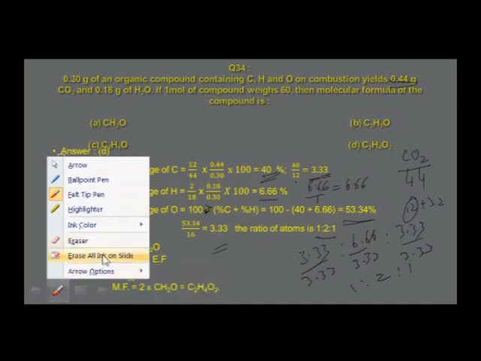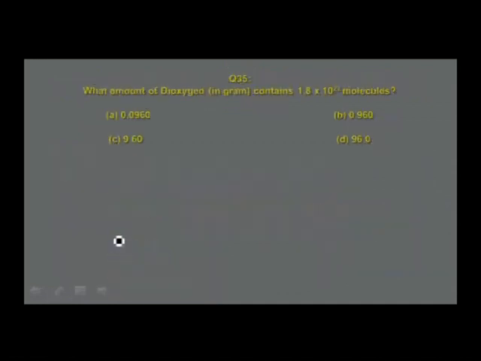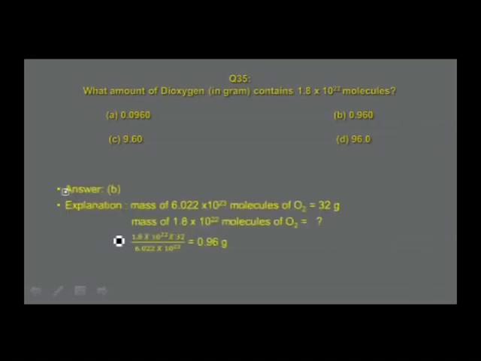So we now go to the next one. What amount of dioxygen in grams contains 1.8 into 10 power 22 molecules? Again, the question is about the mass and molecules relationship. You remember, 1 molar mass always contains Avogadro number of molecules, or mass of Avogadro number of molecules is equal to molar mass. So therefore, this is how it is tackled.